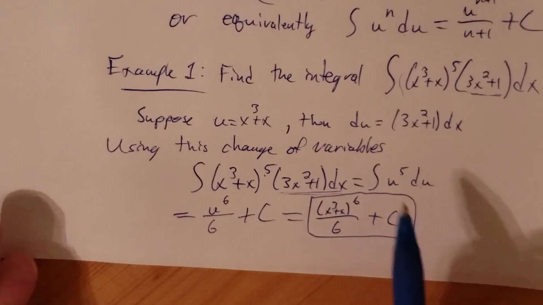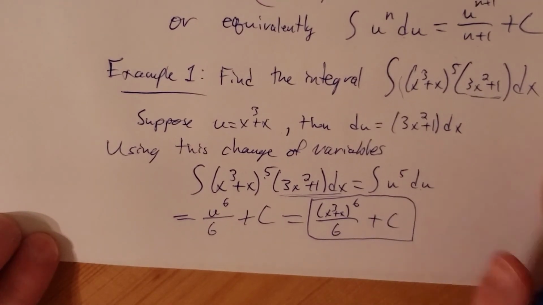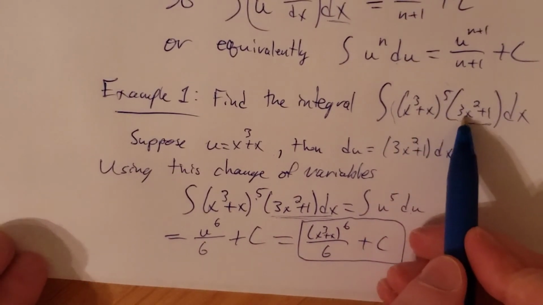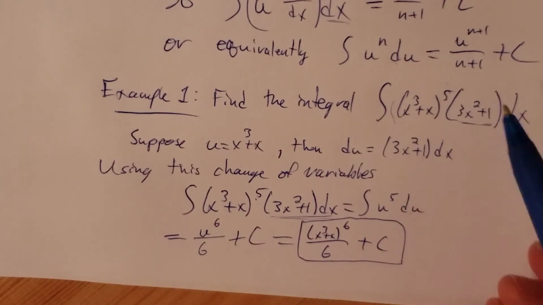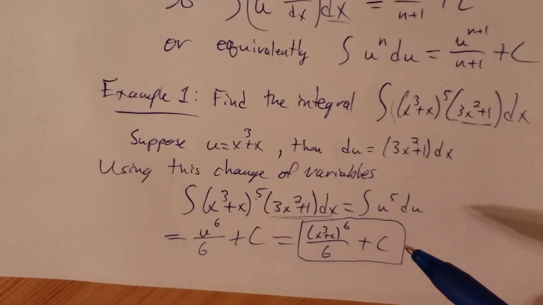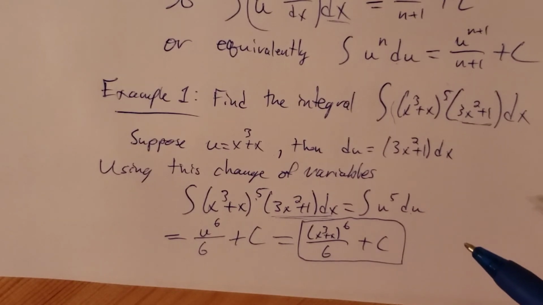And so what you would see here is if you take the derivative of this function, you end up with x cubed plus x to the fifth times 3x squared plus 1. So what happens here is we essentially reversed a chain rule. That is what our substitution rule or substitution method is all about. It is about reversing our chain rule. So let's go ahead and write that down, and that'll be the last thing we do in this video.